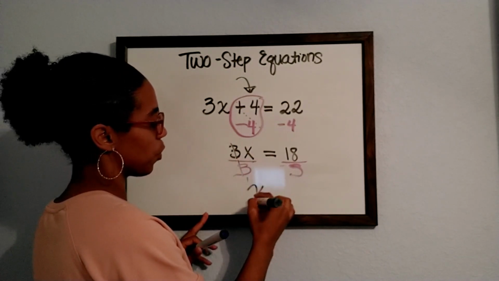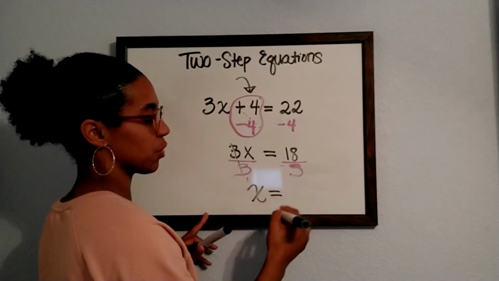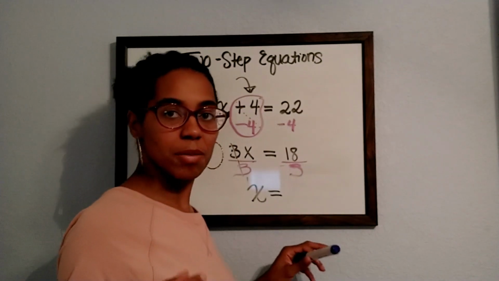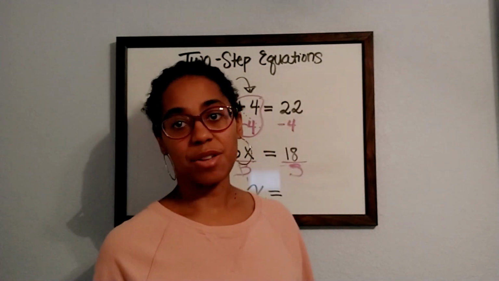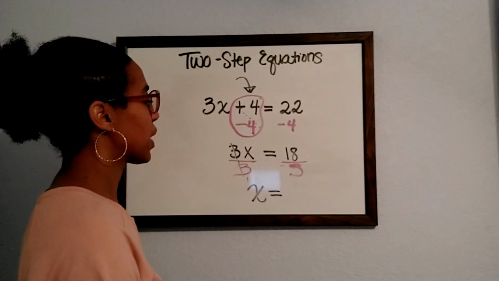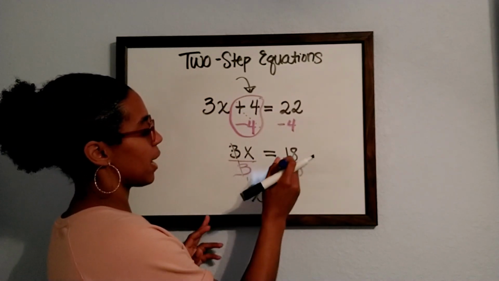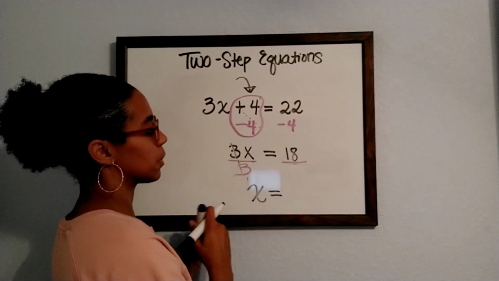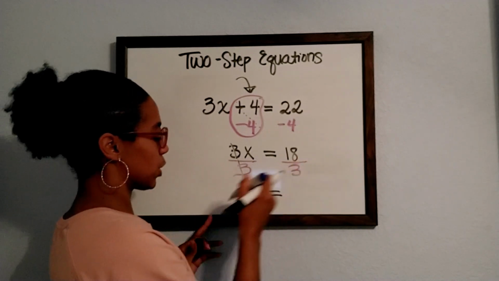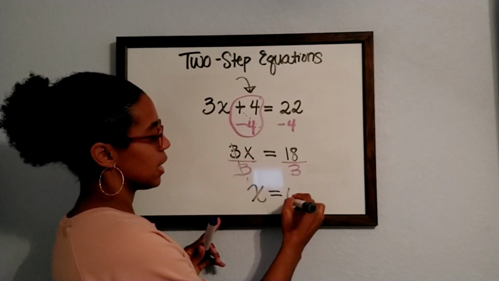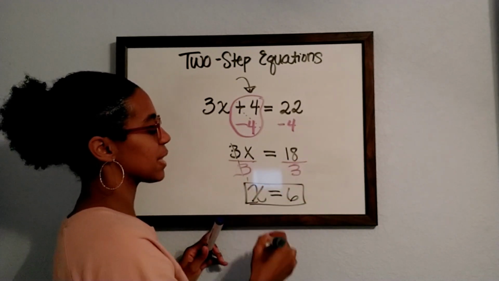So now I'm left with 1x, and we don't write that 1 in the front. If you need to, just to help you out, that's fine. You can do that, but you don't have to if you can remember. Now, 18 divided by, that's ugly. Hold up. 18 divided by 3 is 6. So x is equal to 6.